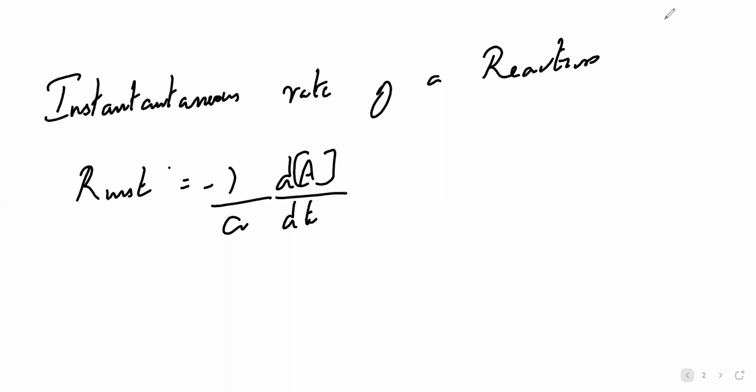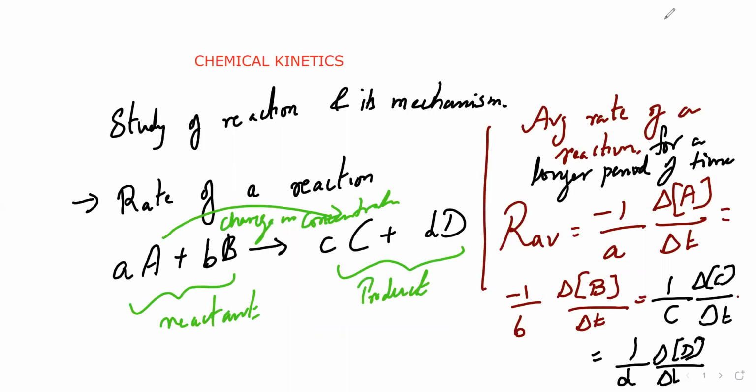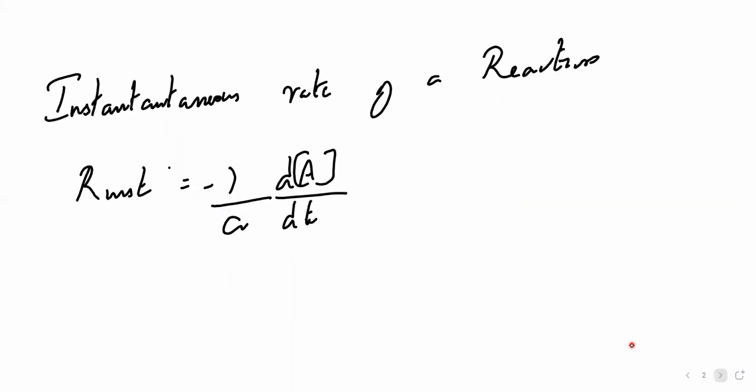Now, what is the significance of this negative sign? Here I put negative signs for the reactants, and here I put positive signs for the products. What does this negative sign signify? The negative sign signifies that the rate of the reactant decreases.